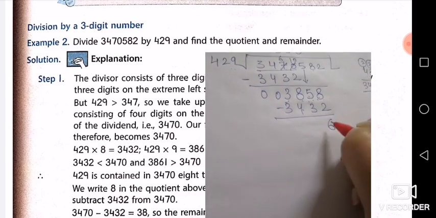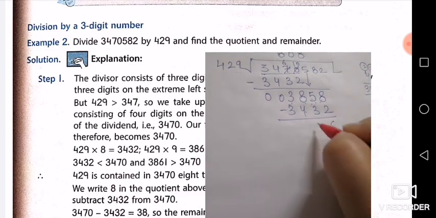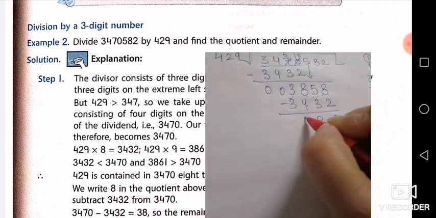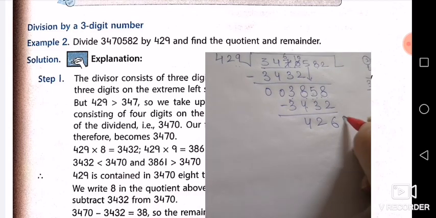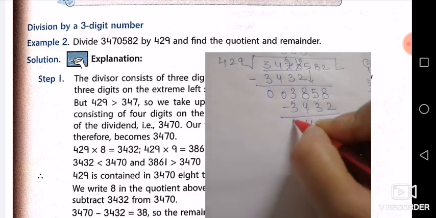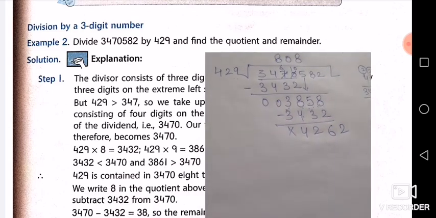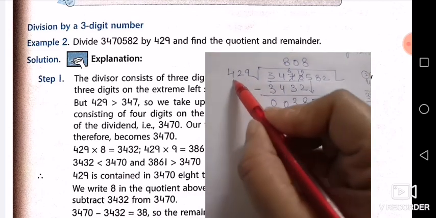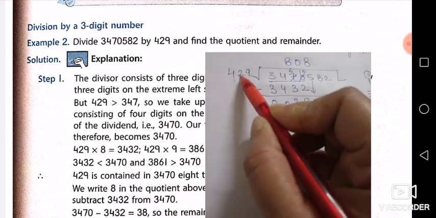Then we'll do the subtraction. 8 minus 2, 6. 5 minus 3, 2. 8 minus 4, 4. Now the last number is 2. 2 will come down. Now, as you can see, 429.